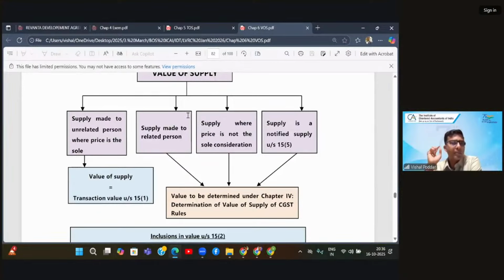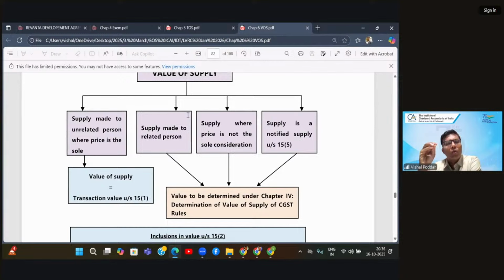So the difference is that under subsection 4, you go to valuation rules. Why? Because you do not satisfy the condition of subsection 1, that is except in transaction value. And under subsection 5, you go to the valuation rules because subsection 5 says that for some notified supplies, the government will say that value will be as prescribed.